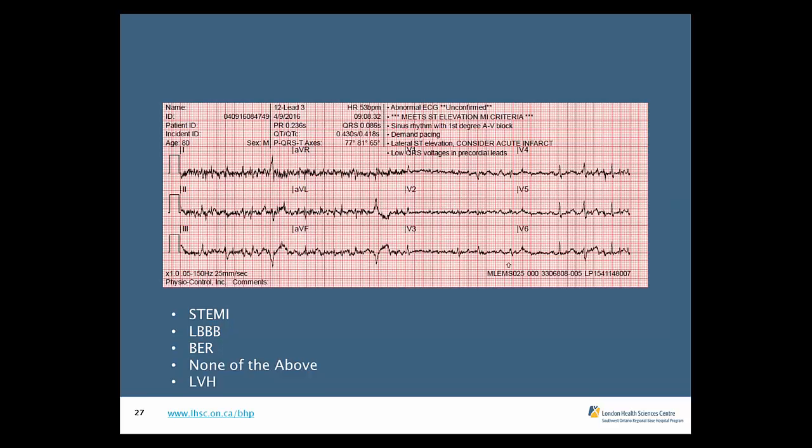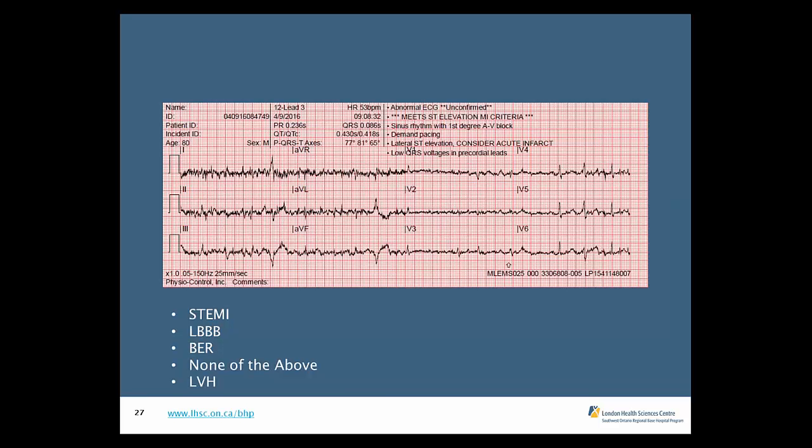When it comes to demand pacing, it's seeing all these artifacts, which are causing all these tiny waves in here. It's thinking that these are pacing spikes. But looking at these complexes, this is definitely not a wide complex, which we'd expect with a demand pacemaker in situ. So again, this is a STEMI mimic based on the poor quality ECG.